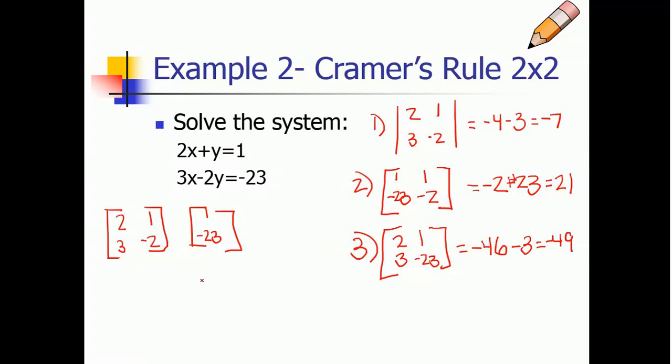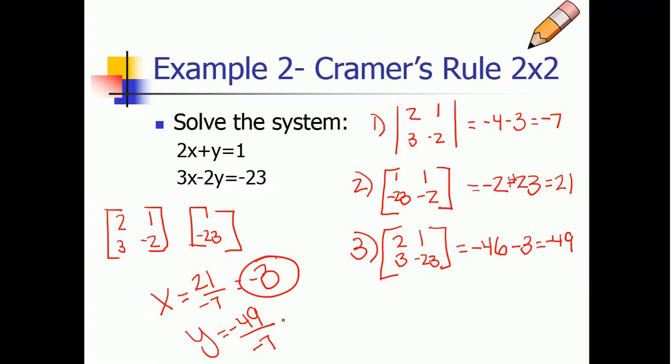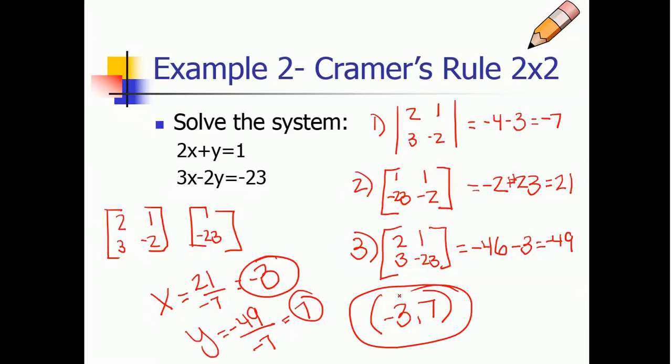Now, let's find our x and our y. So x equals whatever we got for number 2 divided by our original determinant. 21 divided by -7 is -3. And then y equals whatever we got for number 3 divided by -7, our original determinant, which is 7. So my answer to my system is -3, +7.